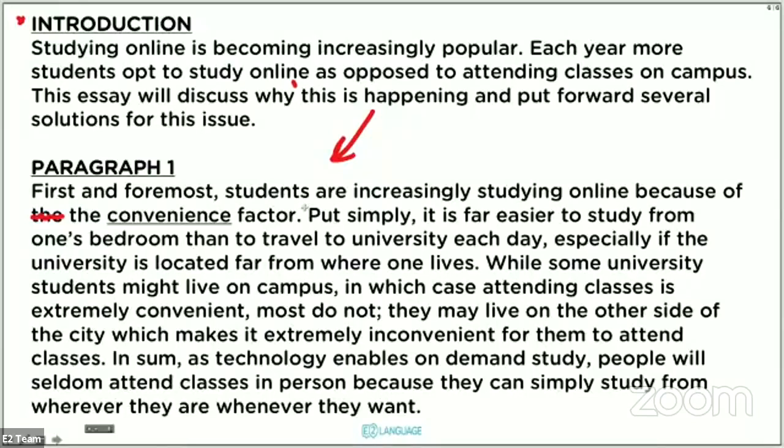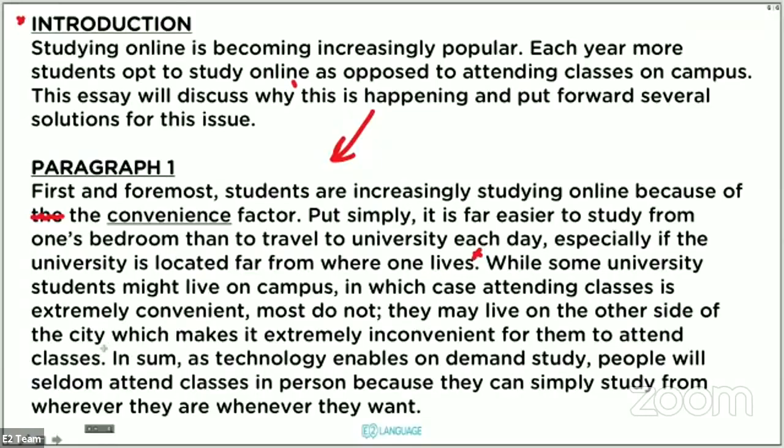Now I put my supporting sentence where I add information to my opening sentence. Put simply, it is far easier to study from one's bedroom than to travel to university each day, especially if the university is located far from where one lives. Now I need some evidence or some examples. While some university students might live on campus, in which case attending classes is extremely convenient, most do not. They may live on the other side of the city, which makes it extremely inconvenient for them to attend classes.